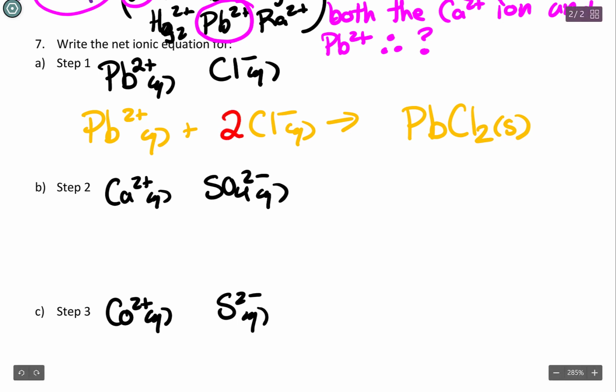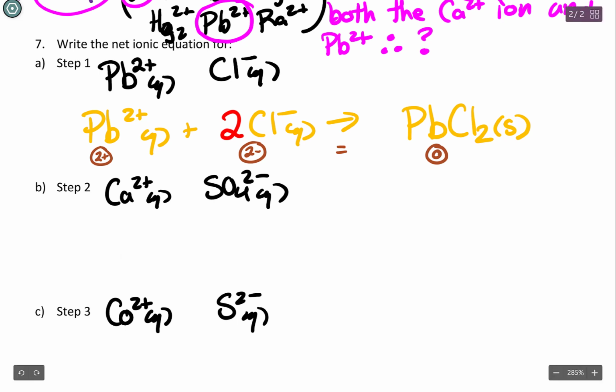And just to double check my balancing, I should check that the charge is balanced. So 1 times 2 plus is 2 plus. 2 times 1 negative is 2 negative. And then 1 times nothing is nothing. Okay, so 0 is equal to 0.